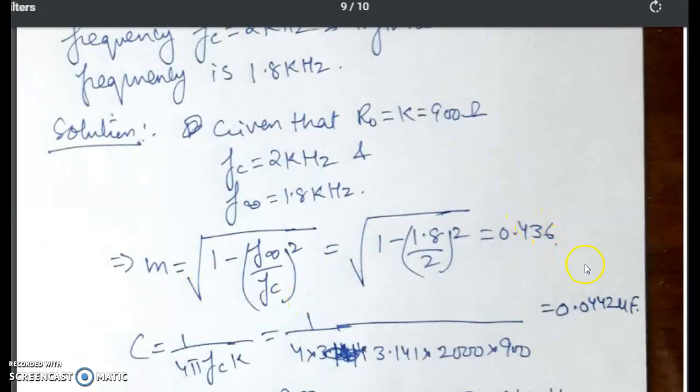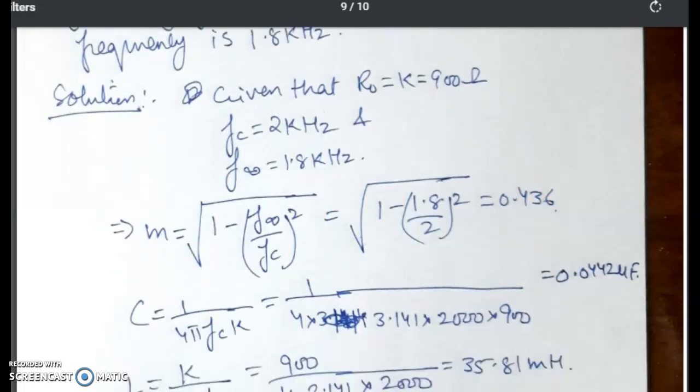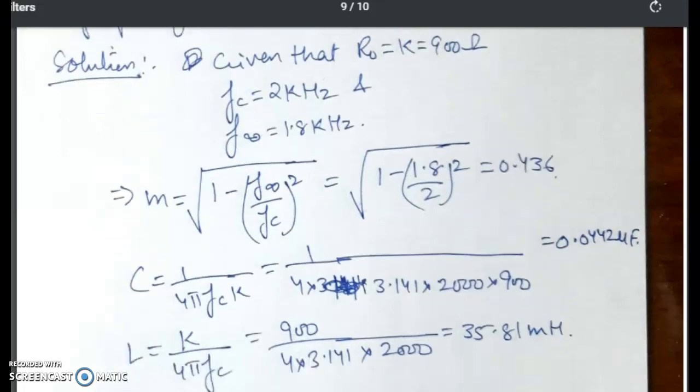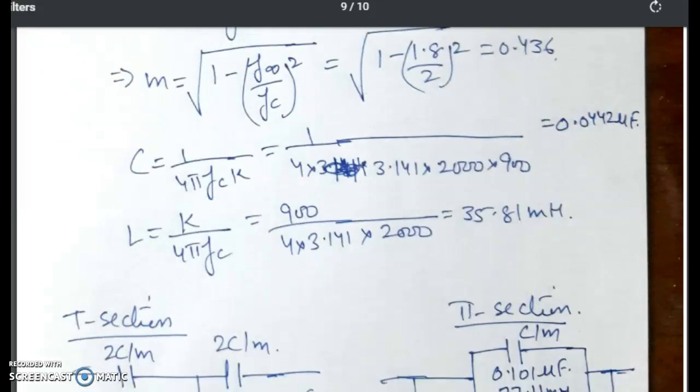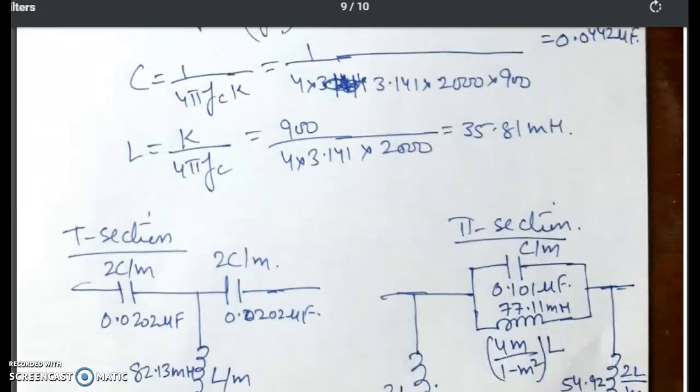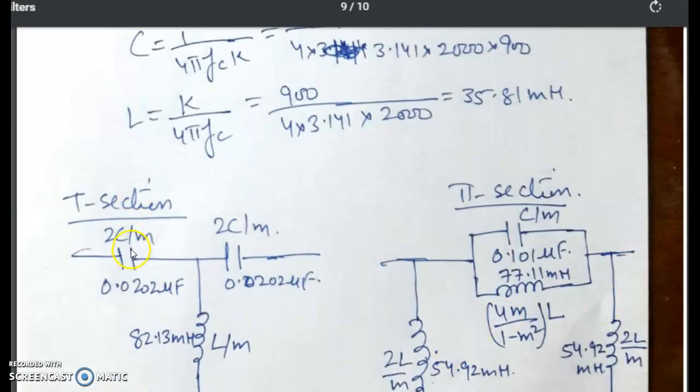It comes to be 0.436. Similarly, capacitance is equal to 1 upon 4 pi Fc K. It comes to be 0.00442 microfarad and inductance comes as 35.81 millihenry. So when we design the T section, this component is equal to 2C upon m. We have found C and m, so we can find this capacitance value. Similarly, this inductance is equal to L upon m. We have found L and m, so the value of this inductor is equal to 82.13 millihenry.